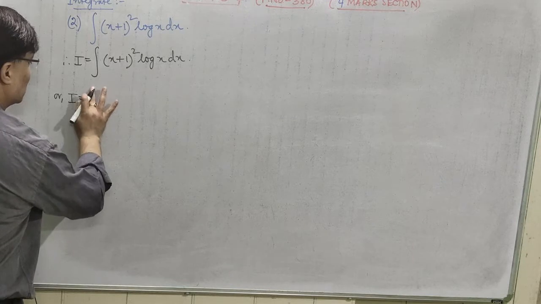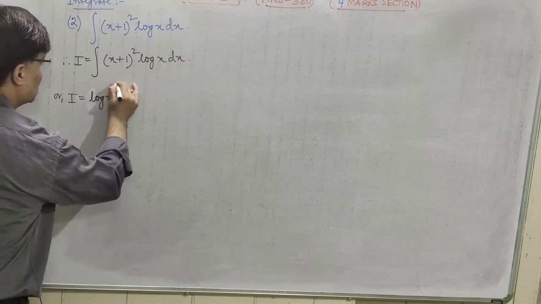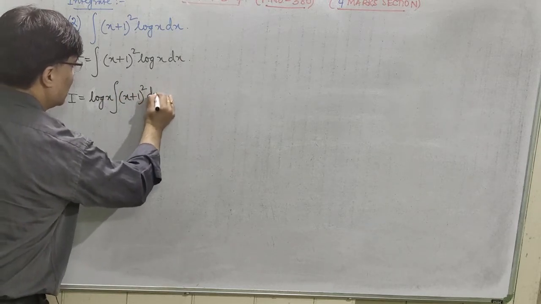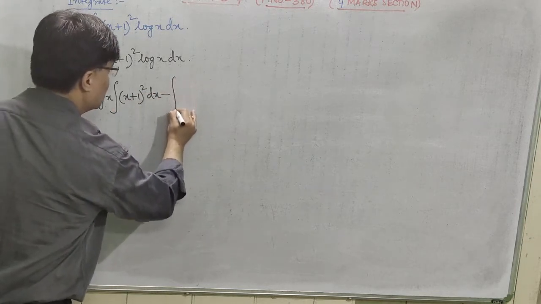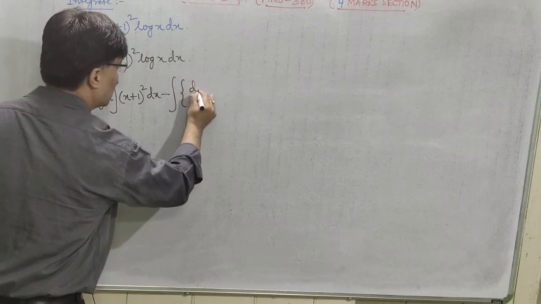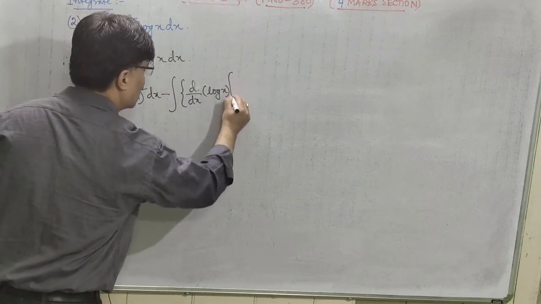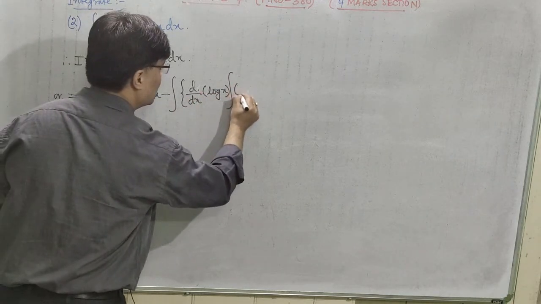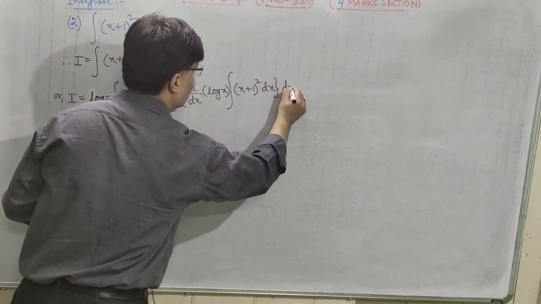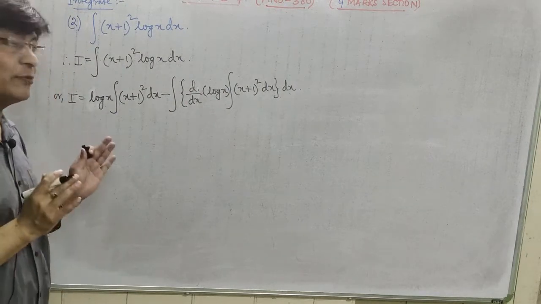So let us use integration by parts in this case. Or I is equal to, now it is log x, integral sign, this is x plus 1 whole square dx minus integration of, now you have to take the differentiation of the first function with respect to x. Here log x is the first function, so d by dx of log x, then integration of, what do we write? This is x plus 1 whole square dx, second bracket closed, dx. Is that understood? So I think you have understood it.